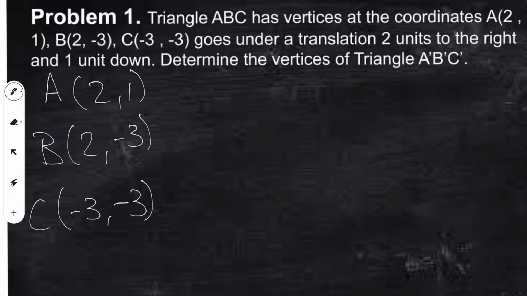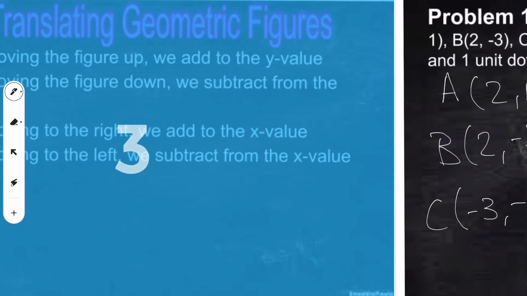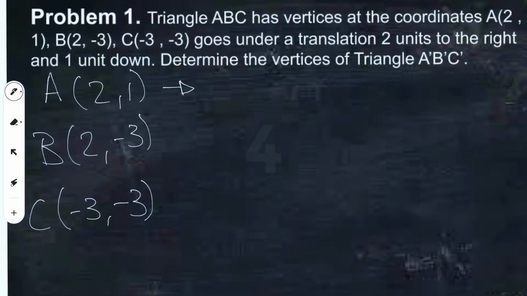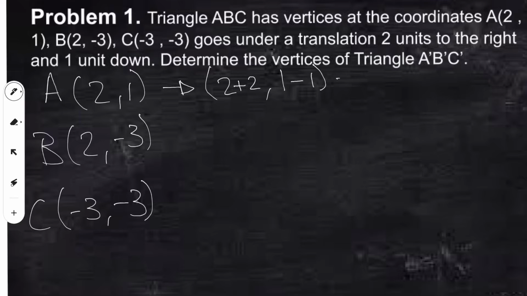So I want to translate it 2 units to the right. So if you look back at the last slide, I know that translating to the right, we add on to our x value. So that'll be 2 plus 2. And I want to translate it 1 unit down. So we subtract because we're going down. So it'll be 1 minus 1. And this gives us the point A prime, which is 2 plus 2, which is 4, and 1 minus 1, which is 0.